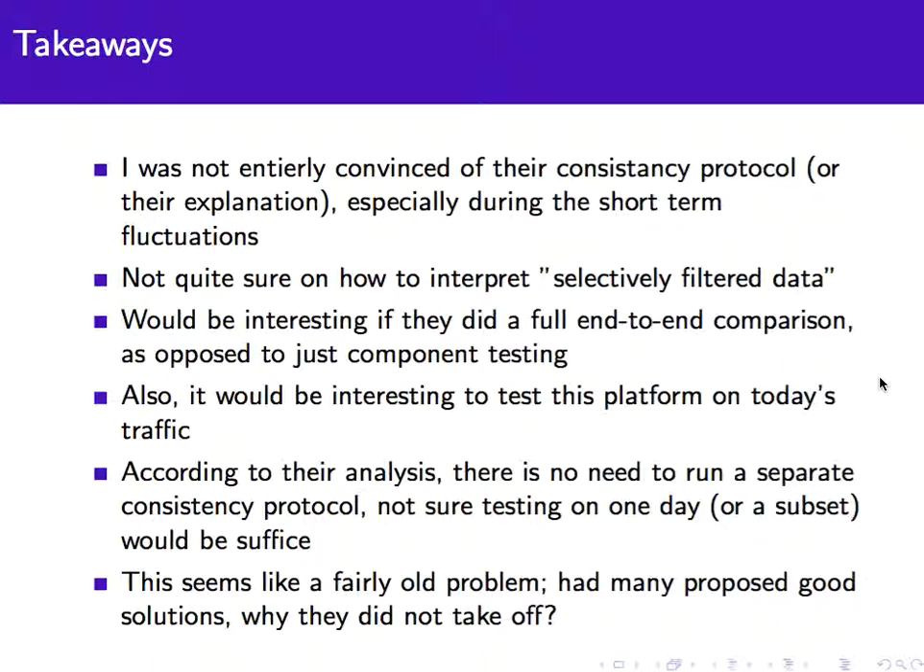And lastly, it's just my own observation. It seems like a lot of these papers I was reading regarding routing table scalability address a fairly old problem, and many good solutions were being presented. But I was just curious how much of these solutions are actually being adopted, and why many of them did not take off.